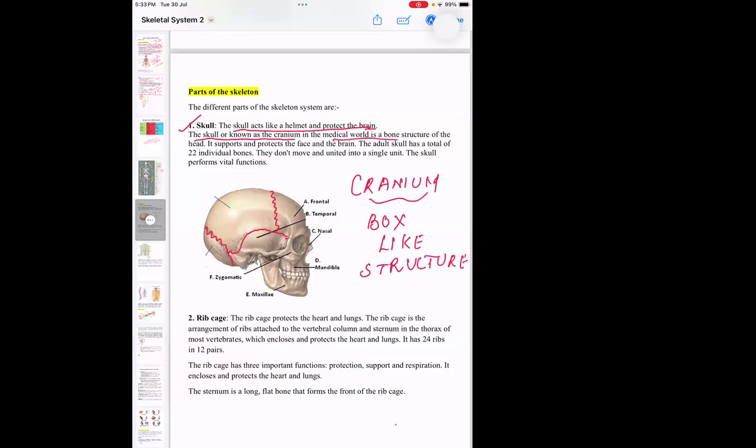In the medical world, it is a bone structure of the head. It supports and protects the face and the brain. The adult skull has a total of 22 individual bones. So, when I talk about myself, I also have 22 bones in my head.